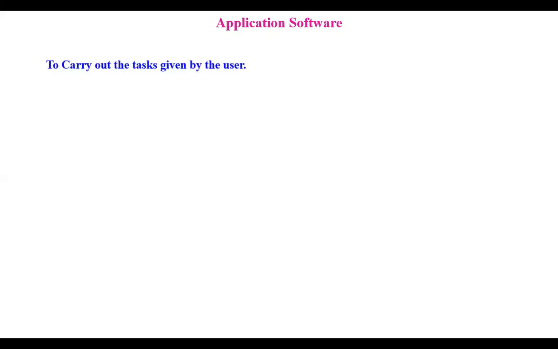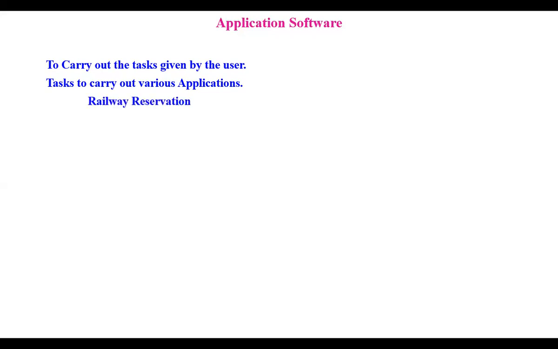So coming to the next set of software, that is application software. This application software is to carry out the tasks given by the user. Whatever operations the user wants to perform using the computer are performed by the computer. So here, tasks carry out various applications. The tasks given by the user are varied, very many.